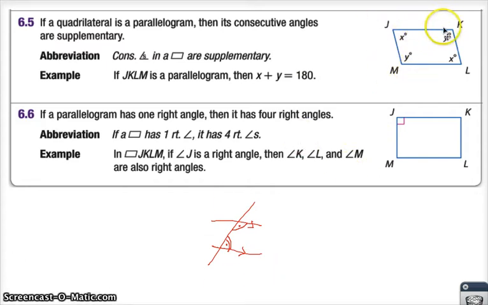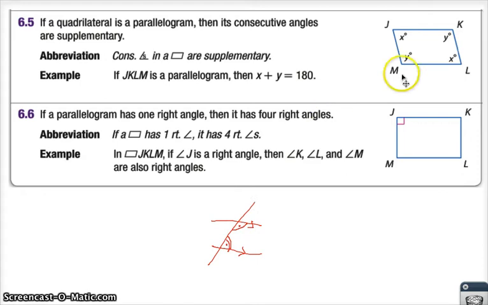And since this set, JK is parallel to LM, that makes X and Y supplementary. But look at JM parallel to KL, that makes this X and this Y supplementary. So we could just kind of dance all the way around the parallelogram, and every time we have a pair of angles, we're going to have one of these systems going on.